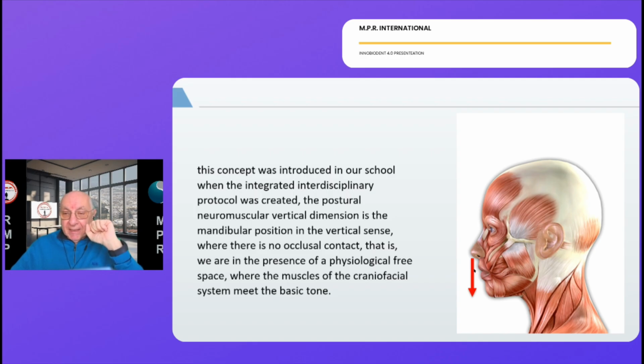Recognizing and respecting this physiological dimension is crucial, not only for functional occlusion, but also for the global posture organization of the individual. It is the foundation upon which stable, long-lasting, and non-recidivating rehabilitation can be built, particularly when approached through an interdisciplinary lens that integrates dental, postural, neuromuscular, and whole-body factors.